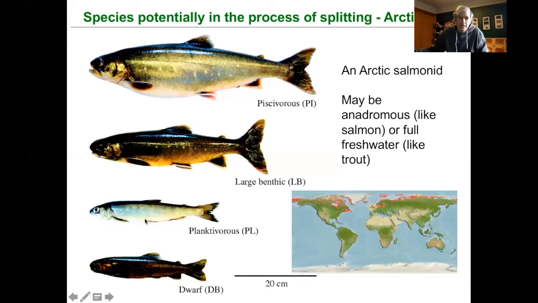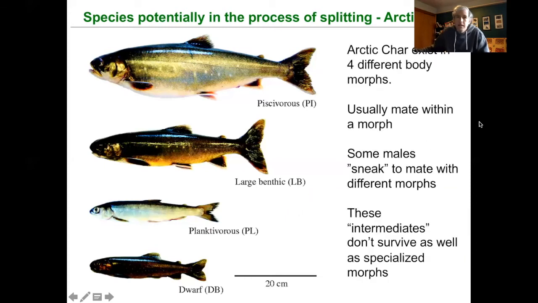The next one down in size is the planktivorous morph. The planktivorous morph eats little tiny plankton floating around in the water, and the dwarf is absolutely tiny compared to the others, and it eats a mixture of plankton, but also benthic macroinvertebrates on the bottom. So these are all the same species. They can breed with each other and produce fertile offspring, but they exist in these 4 very different body morphs.